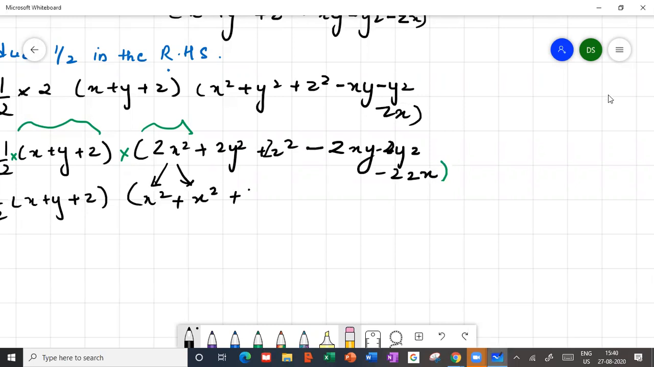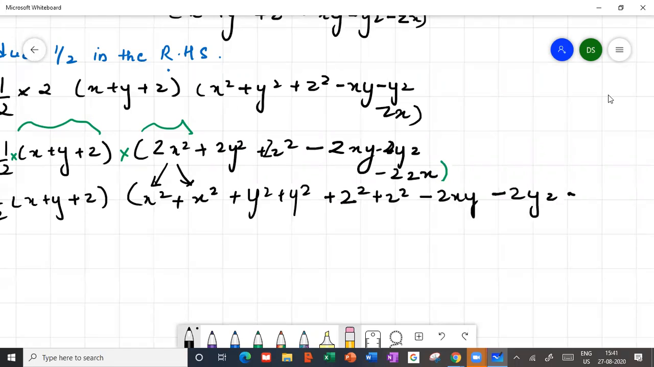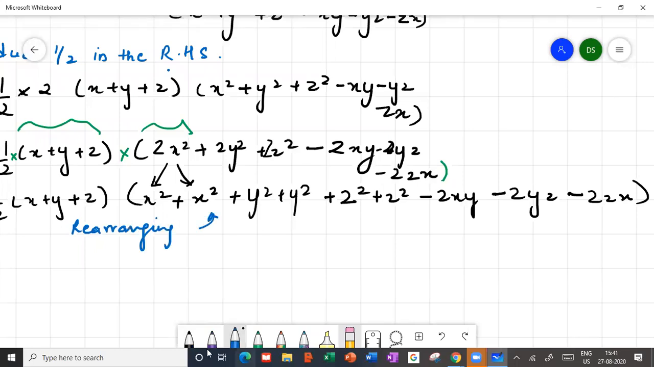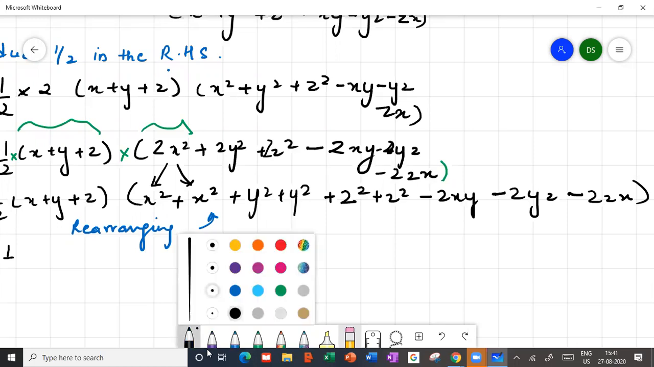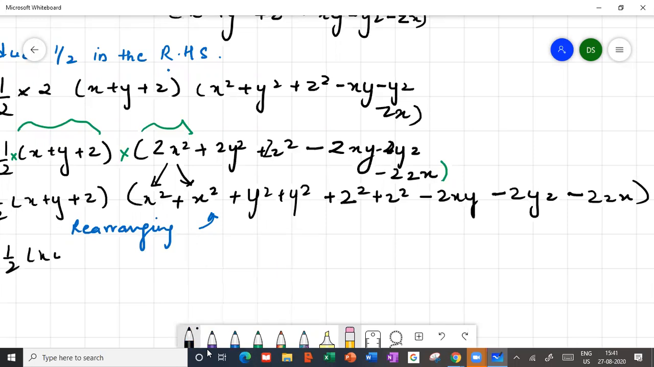Okay, so 2y square can be written as y square plus y square plus z square minus 2xy minus 2yz minus 2xz. Now rearranging, I'll just write rearranging this. Okay, what will I get? This stays as it is. Always remember to write the entire thing.